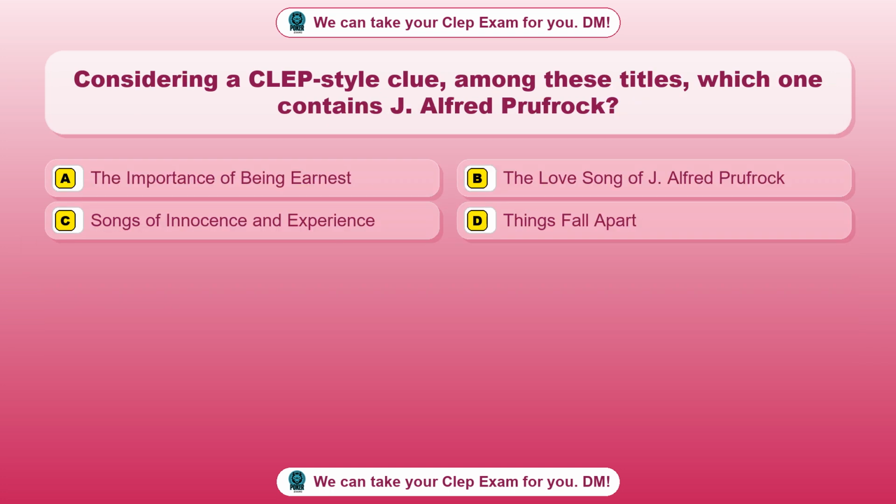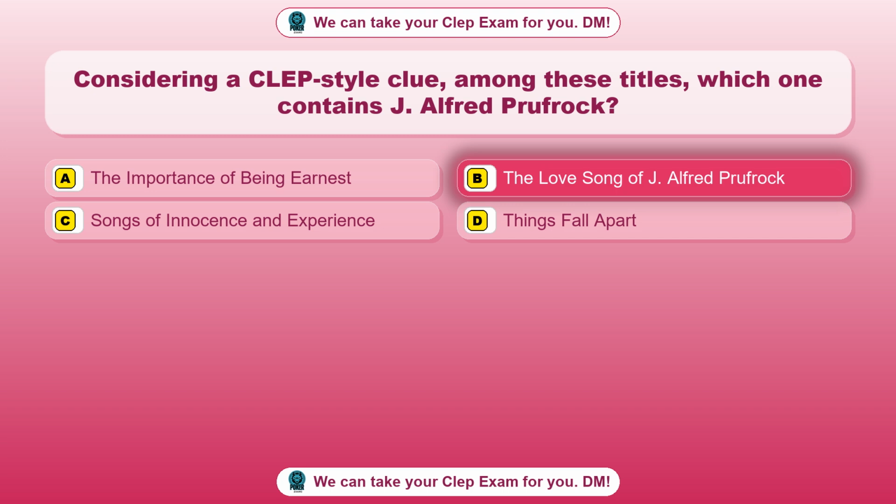Question 70. Considering a CLEP-style clue among these titles, which one contains J. Alfred Prufrock? Option A, The Importance of Being Earnest. Option B, The Love Song of J. Alfred Prufrock. Option C, Songs of Innocence and Experience. Option D, Things Fall Apart. The correct answer is option B, The Love Song of J. Alfred Prufrock.